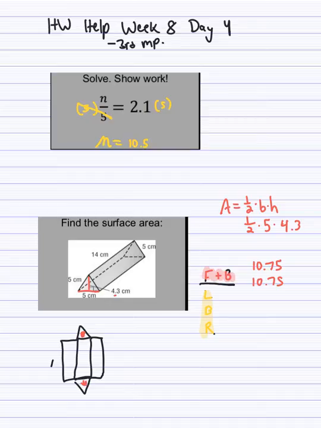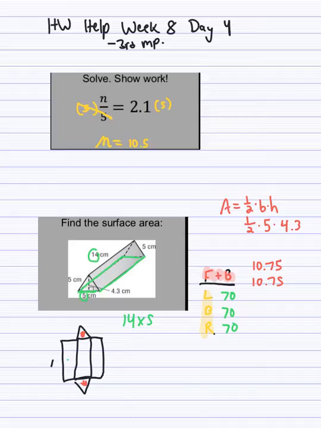Now for my rectangles. And this one I'm going to look up because all three rectangles are the same. So if I find one, I'm going to have the other one. So let's get started. Now rectangles, remember, it's just length times width. So if I look at the bottom, I see this whole length is 14. This width is 5. So to find the rectangle, I just have to do 14 times 5, which is 70. So all three rectangles are 70.